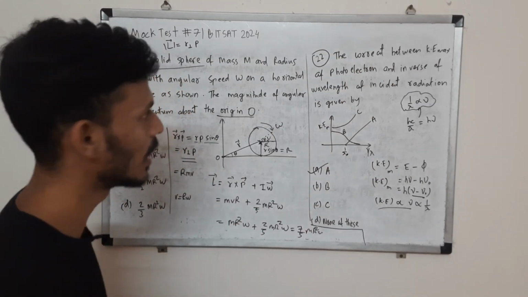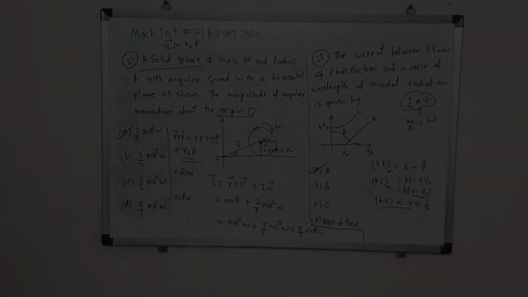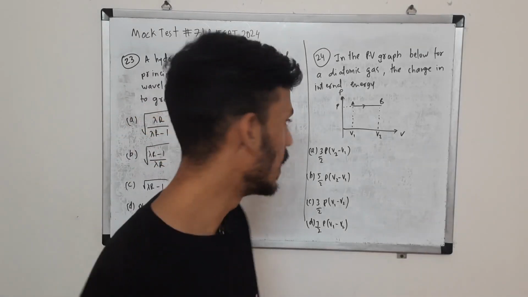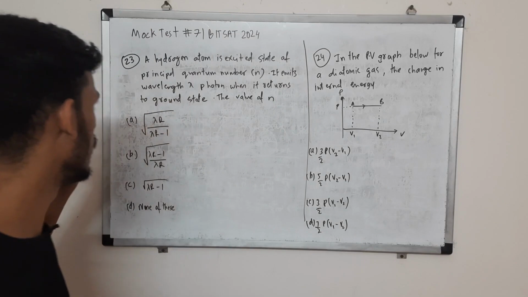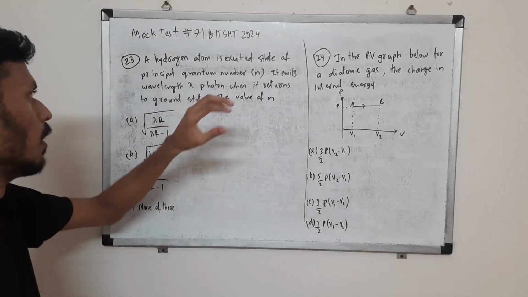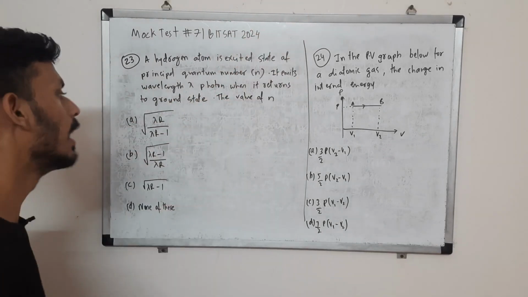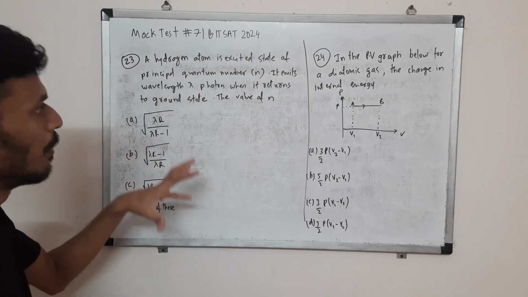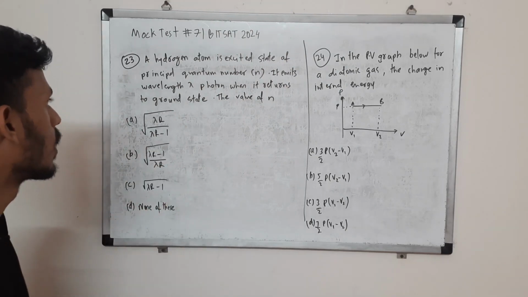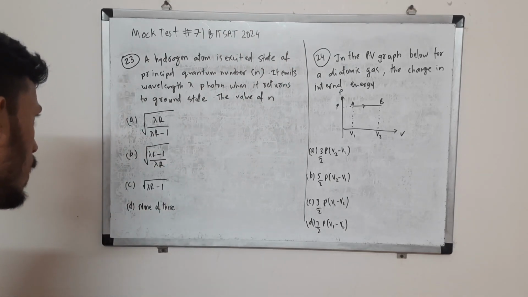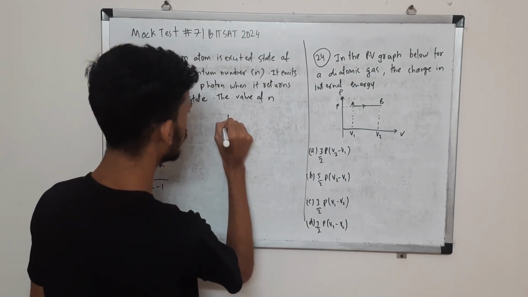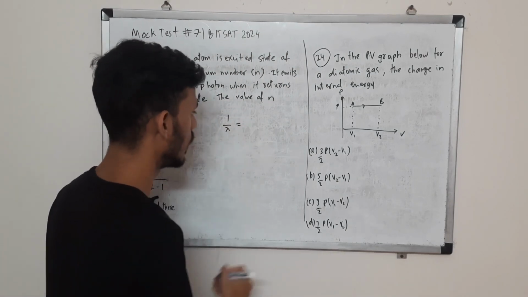So that's with this question. Over to the next one. Come to question 23 and 24. In question 23, we have a hydrogen atom which is excited to a principal quantum number n state. It emits a wavelength lambda for a photon when it is coming to the ground state, and you are supposed to tell what is the value of n. So basically use the Rydberg formula and find n from there.